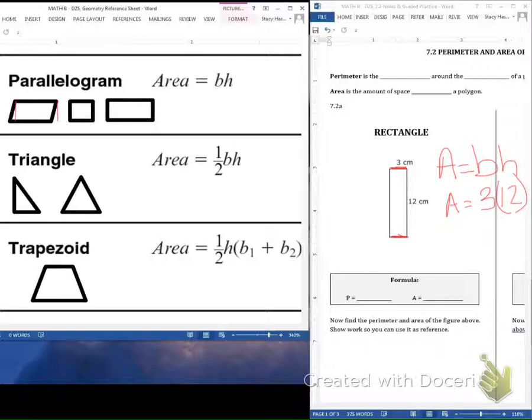Well, we'd have to multiply 3 times 12. 3 times 2 is 6. 3 times 1 is 3. So 36.